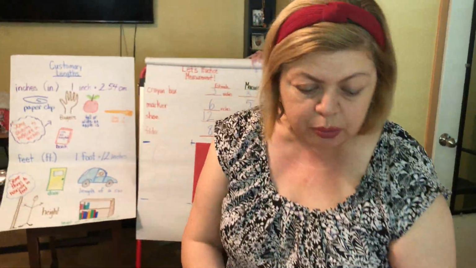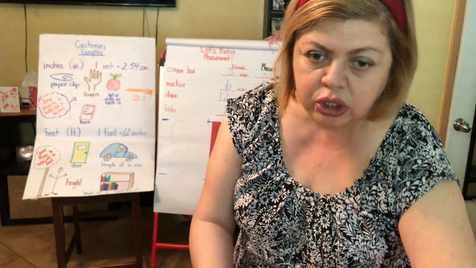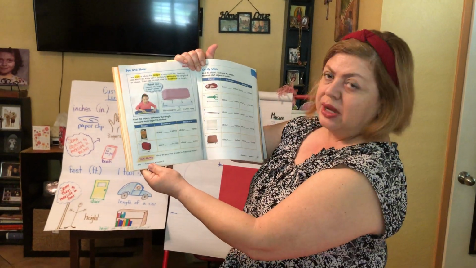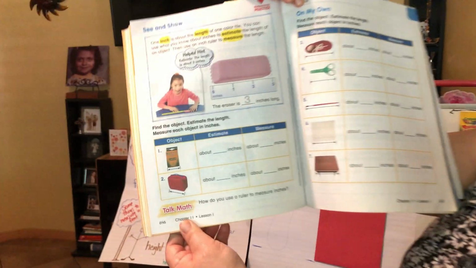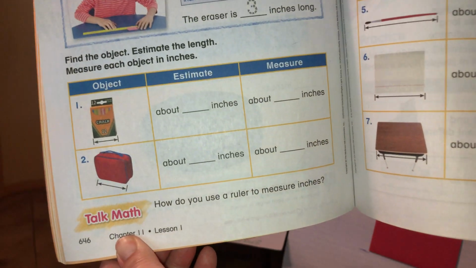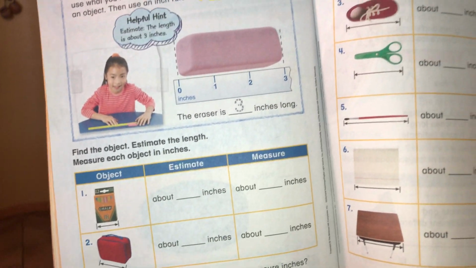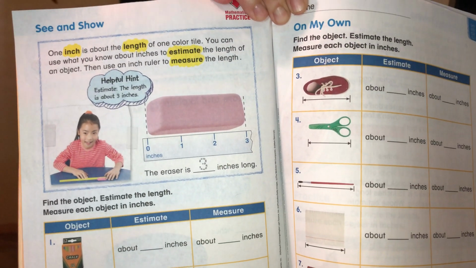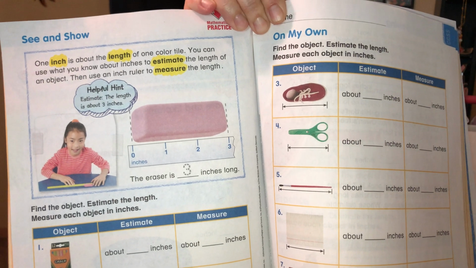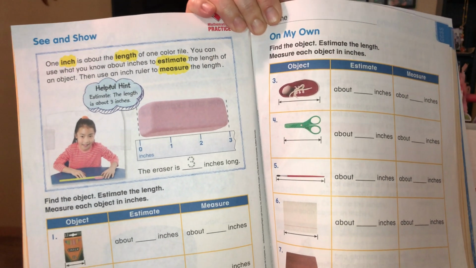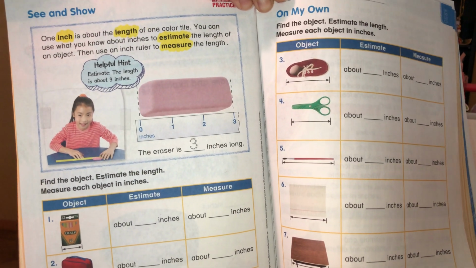because now it's your turn to show me what you know about measurement. So you are going to open your book to page 646. Okay, up at the top, it always has important information. It says 1 inch is about the length of one color tile. You can use what you know about inches to estimate the length of an object. Then use an inch ruler to measure the length.